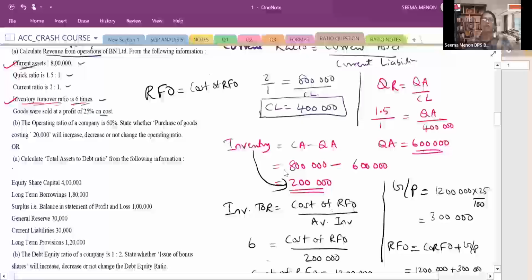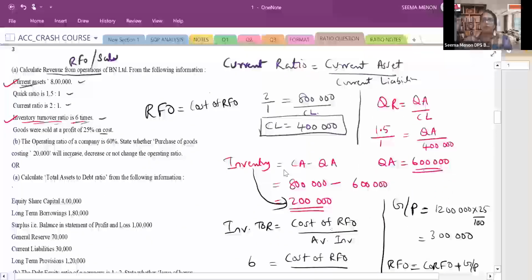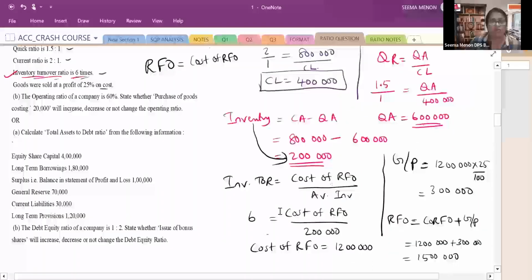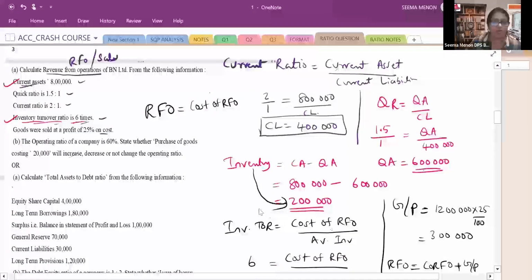Because if you take the last few years' question papers, you can see current ratio, inventory turnover ratio, interest coverage ratio, every now and then these ratios are repeatedly coming. So all varieties of questions on these ratios, you have to prepare, it is a must. Now I hope this is very clear to you.